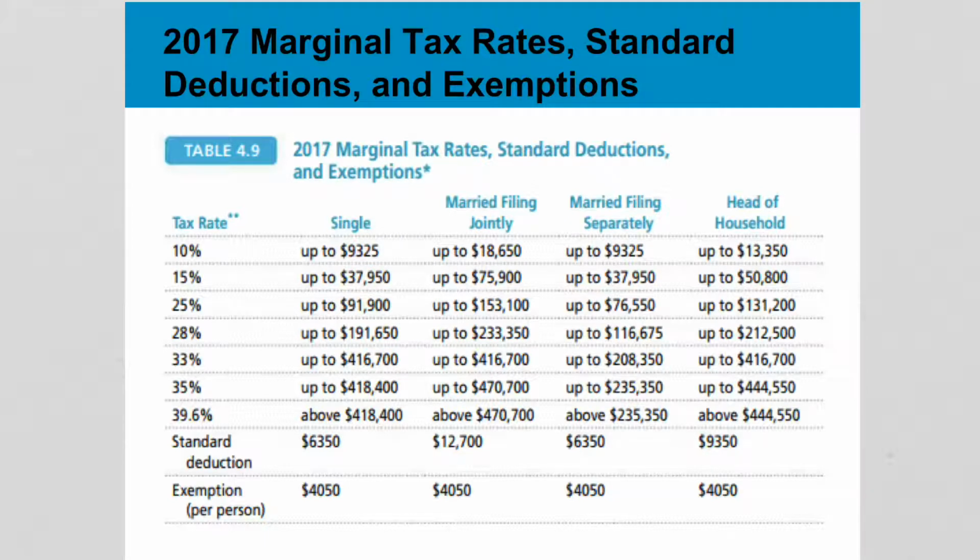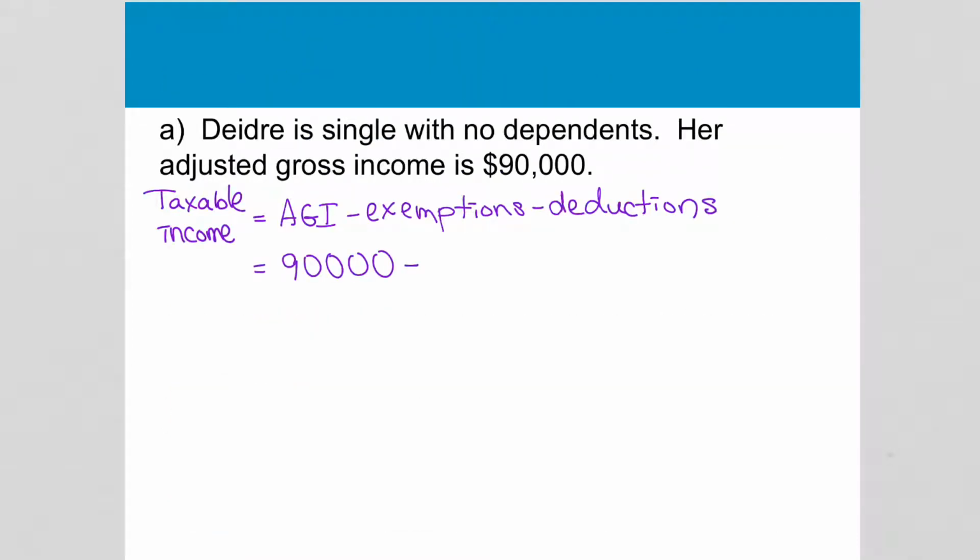So if you're single, you get an exemption of $4,050 per person. There's just one of her, so that's just once. And a standard deduction of $6,350. So we take off $4,050 and $6,350.